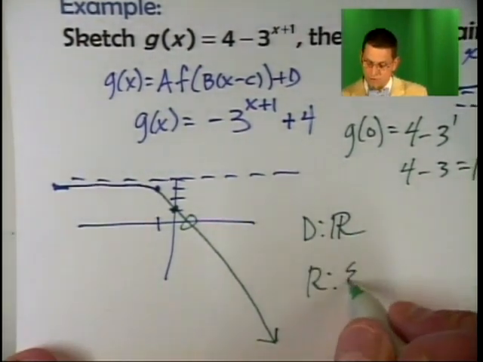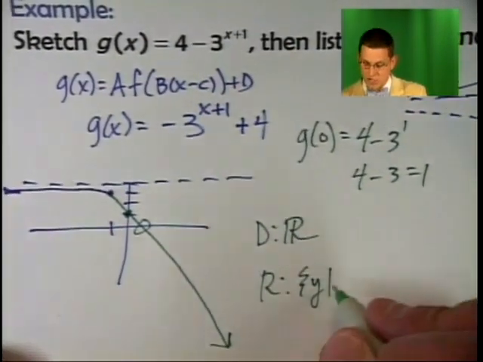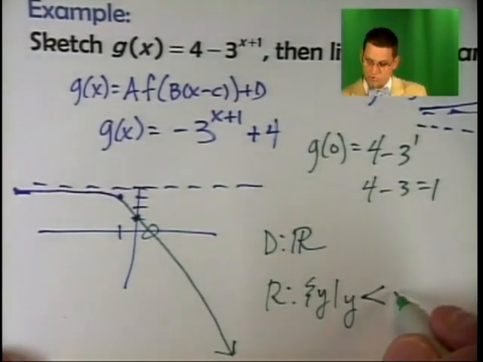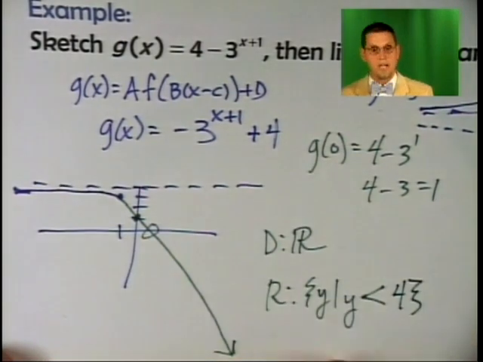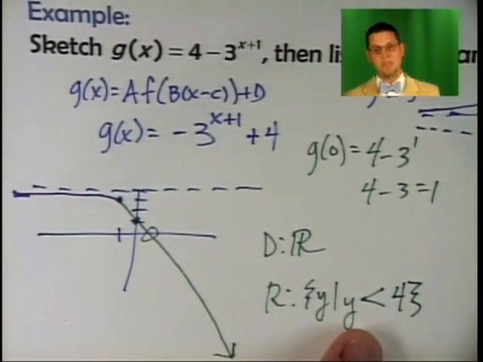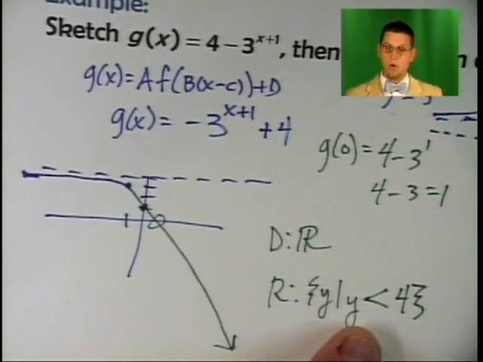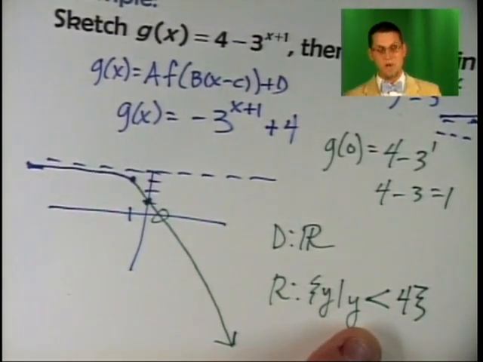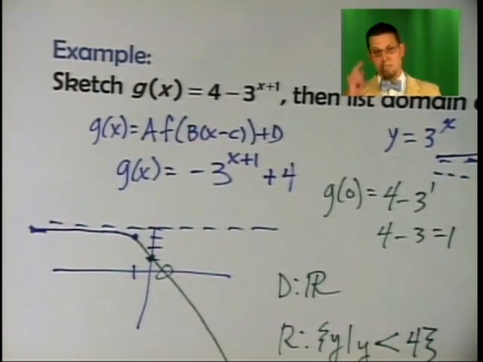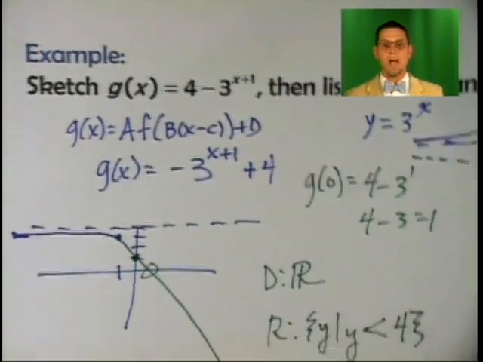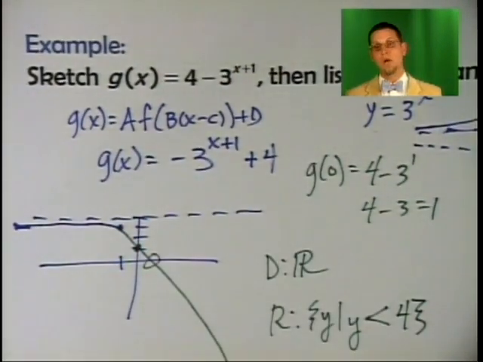So it's going to be all the y values, the set of all y's, such that y is strictly less than the horizontal asymptote's value, which was 4. It's not less than or equal to anymore because there's a horizontal asymptote there. And in this case, we approach 4 as we go out to the left, but we never actually reach it. So again, memorize the basic parent functions, know how the change in the equation affects any graph, and you can quickly sketch what the new function is and answer questions about it.